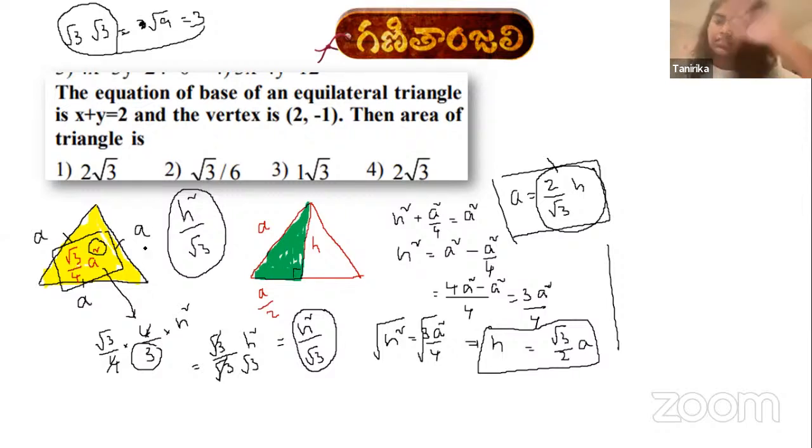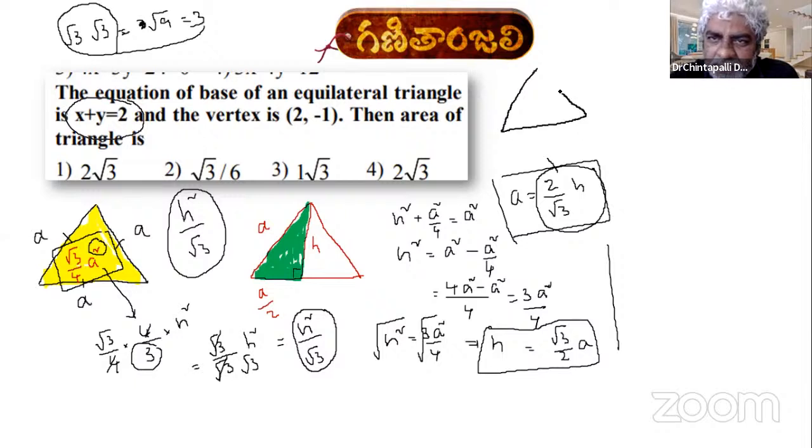Yes. Now, coming to the question: the equation of the base of an equilateral triangle is x plus y is equal to 2. So it is an equilateral triangle. Equation of base is x plus y is equal to 2. Got it? Yes, sir. Now, the vertex is (2, minus 1).